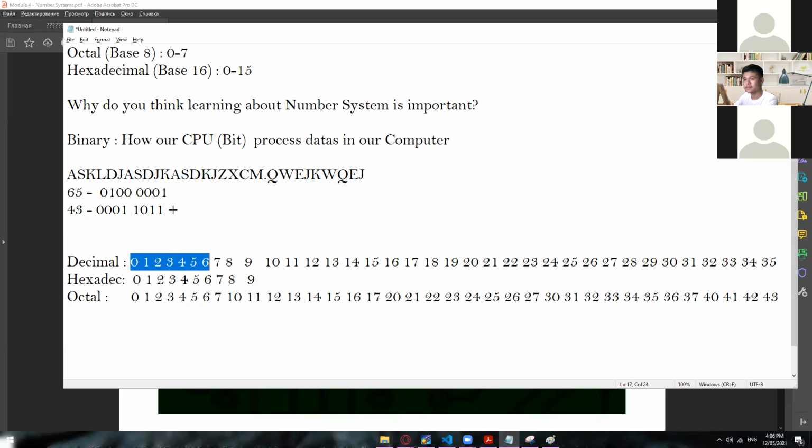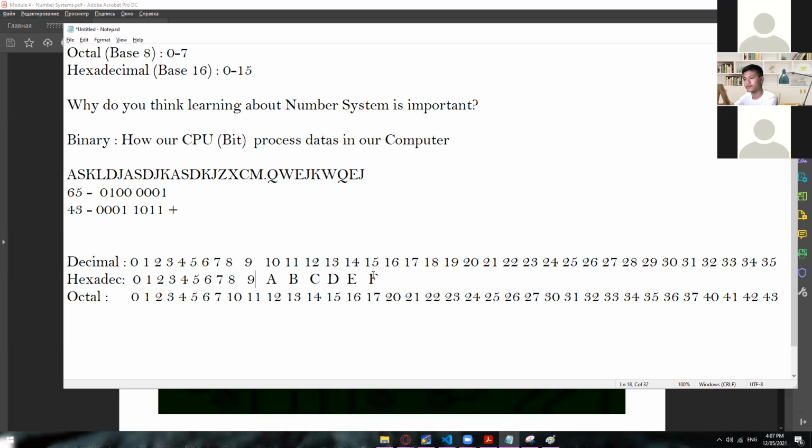So decimal to hexadecimal, they're the same from 0 to 9. But once it reaches the value of 10, this one now is A. This one now is B, C, D, E, and then F. Once you've reached the value of 16, you have to continue this number right here.